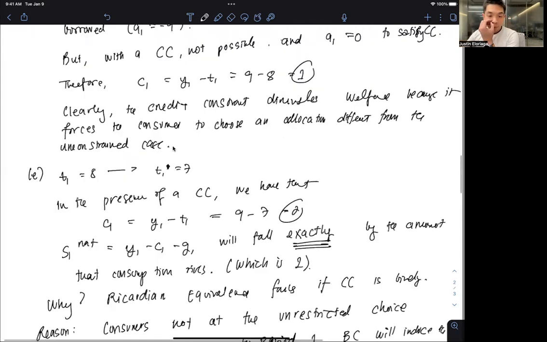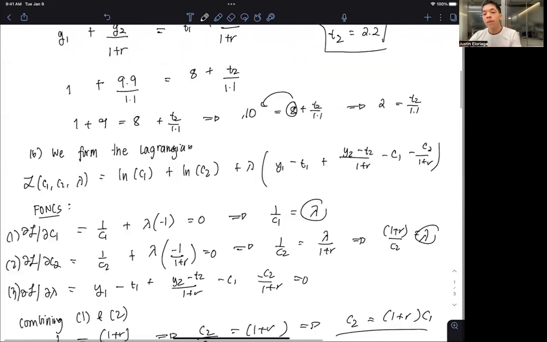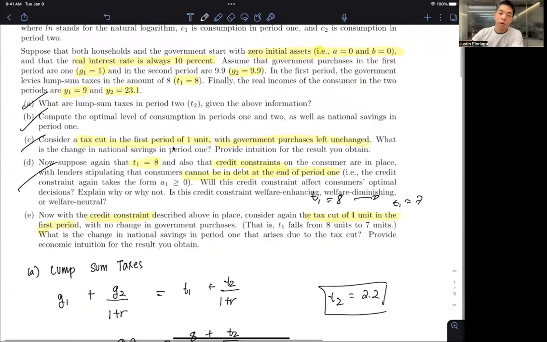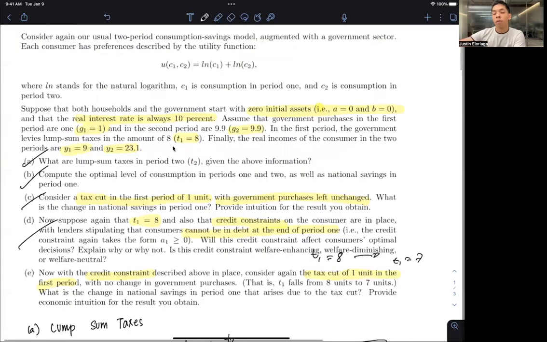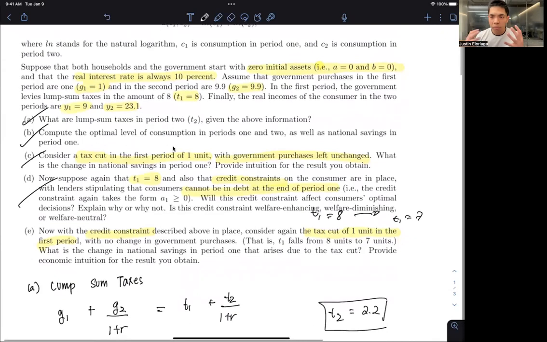That's it for our example on the two-period consumption-savings model with a government sector, and this concept of the Ricardian equivalence. Quite an important concept in economics, if I do say so myself.